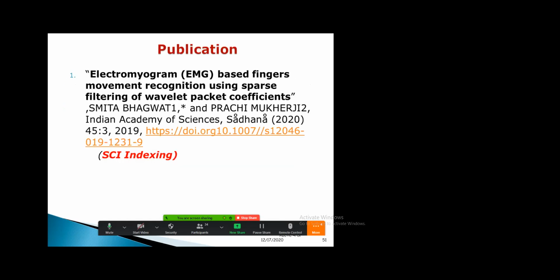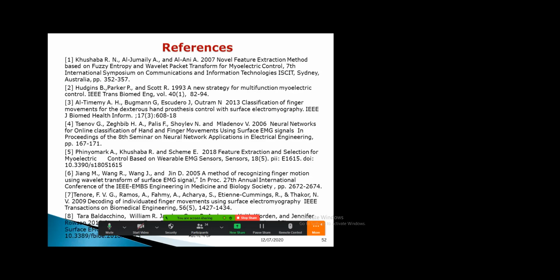And this is our publication in Sadhana, in which we have given the work on sparse filtering of wavelet packet coefficients, as I just explained to you. And these are all the references. I would briefly like to discuss some of this work, that is Rami Kushaba's work, which we have used a lot and taken inspiration from, and he has given databases on his website. So you can go and check the website and easily get this database.